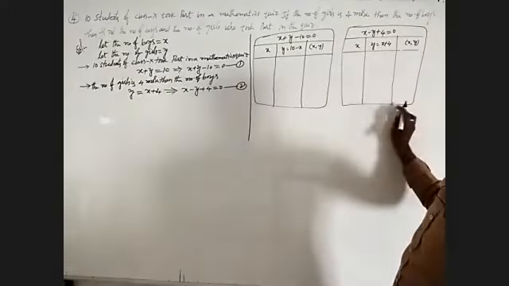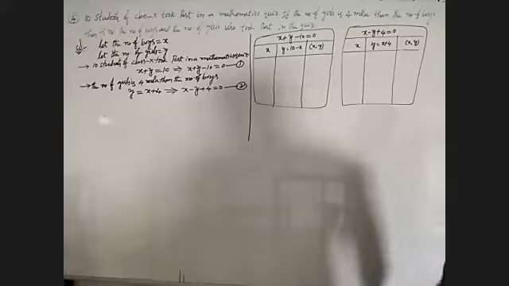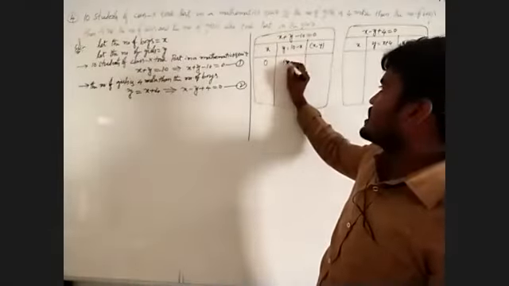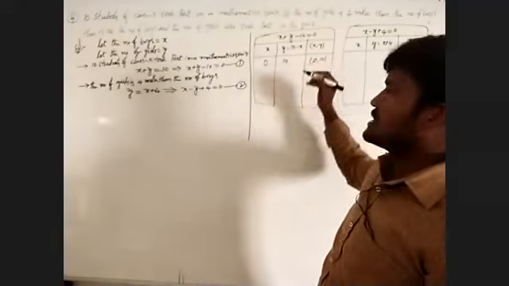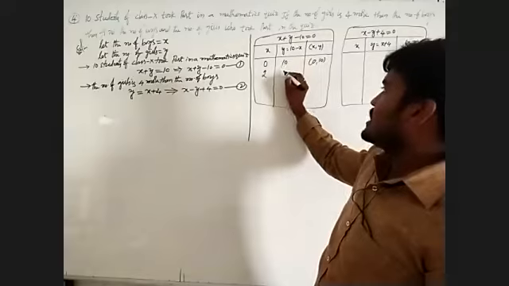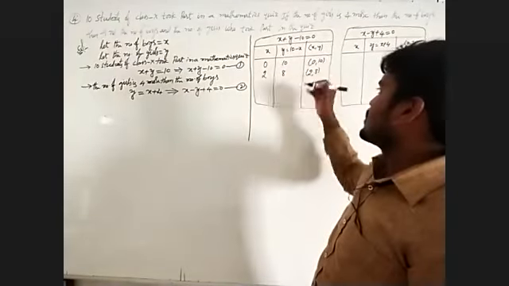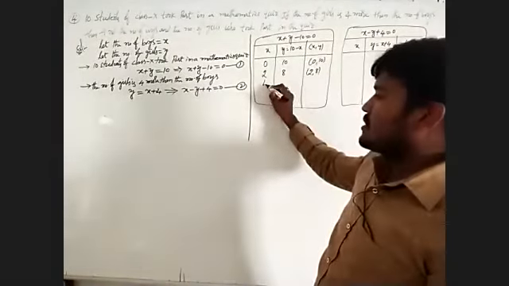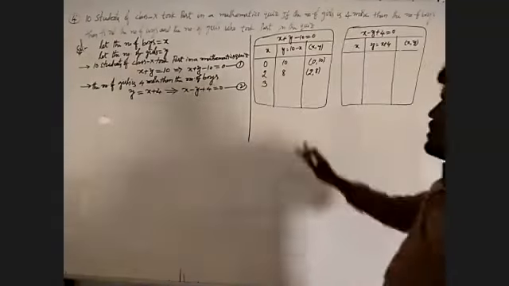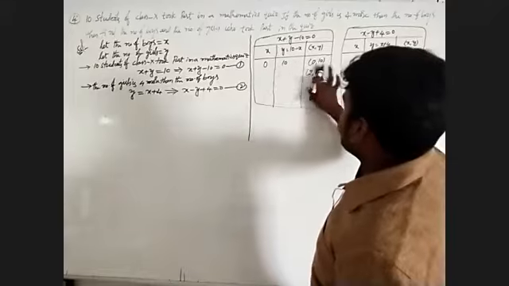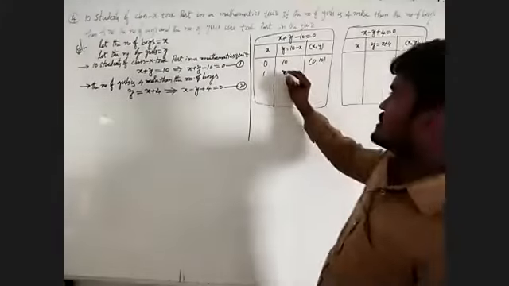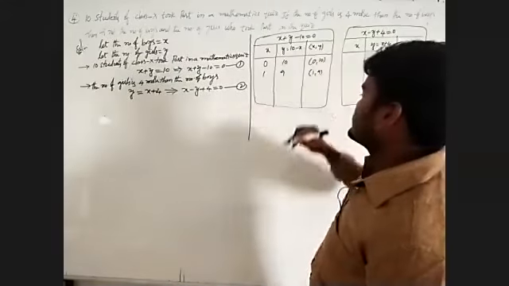Here we will observe. First, let x be equal to 0. Then y becomes 10 minus 0, which is 10. So I write that as 0 comma 10. After that, x is equal to 1: 10 minus 1 becomes 9. That is the point 1 comma 9.